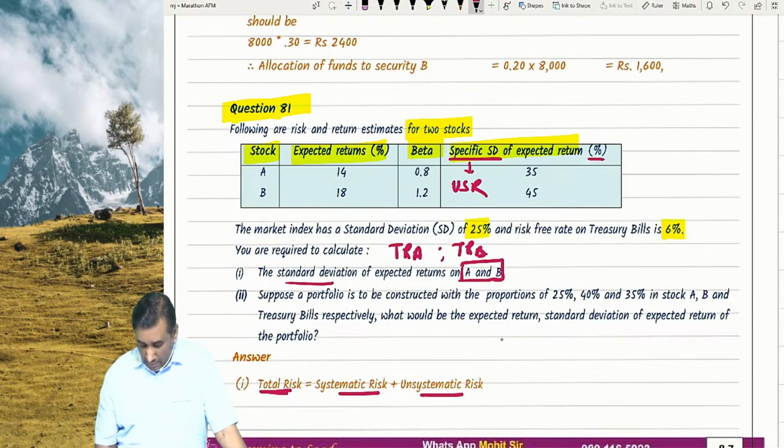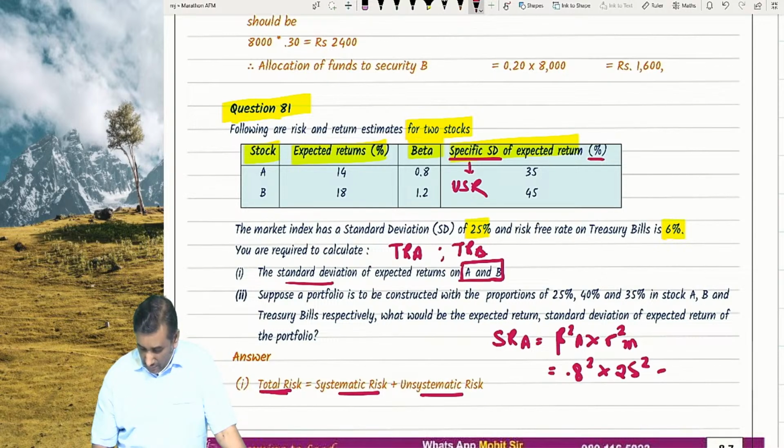Now, how do you calculate the systematic risk? The formula is beta square of A into the standard deviation square of the market. Beta square is 0.8 to the power 2, into what? The standard deviation is 25. How much do we get? 400.